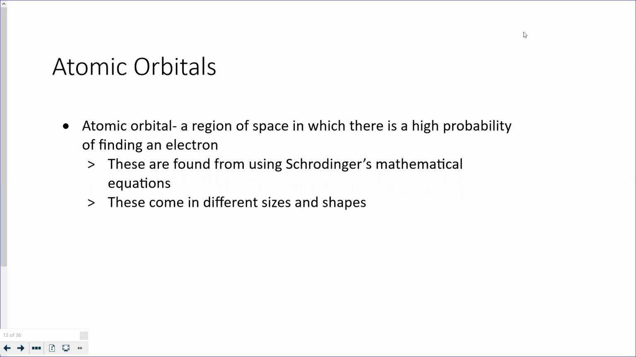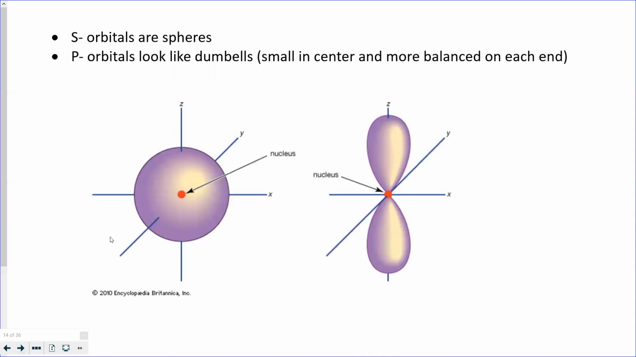So an atomic orbital is a region of space in which there's a high probability of finding an electron. So where electrons are most likely going to be, these are three-dimensional spaces around the nucleus. And these orbitals were found using Schrödinger's mathematical equations. By using probability and some calculus, they figured out these three-dimensional places that come in different shapes and sizes. There are 4 different types of orbitals we come across. You do need to know these with the shapes for some of them.